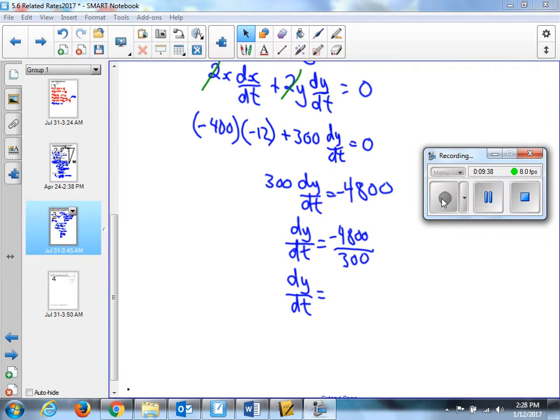Okay, I've got this going on here. The rest was algebra, right? So you get negative 16. What would the unit be on this? It's the change in y over the change in t. Centimeters. Good. That's what we were measuring y in. And per second. Okay. It's falling, so it makes sense that it's negative, right? Do you notice, remember how I said the negative 400 was only because I drew my diagram that way?